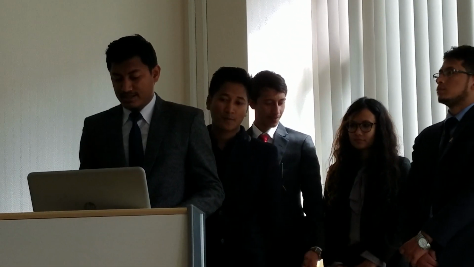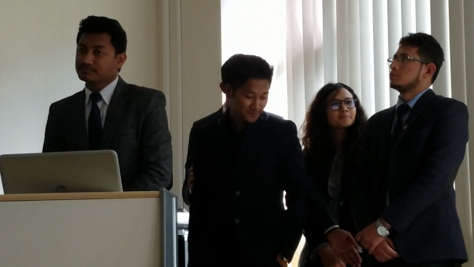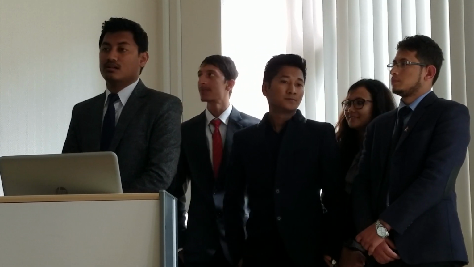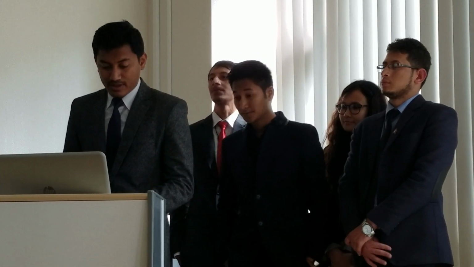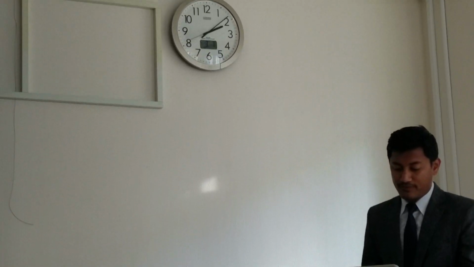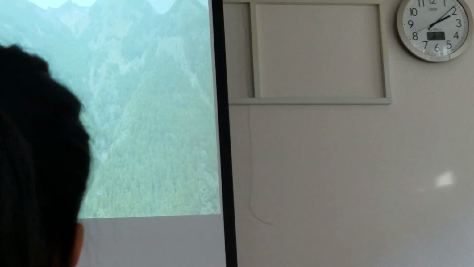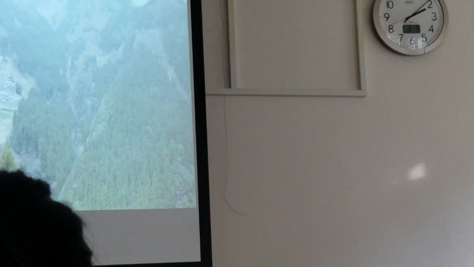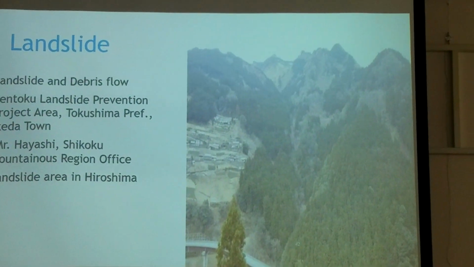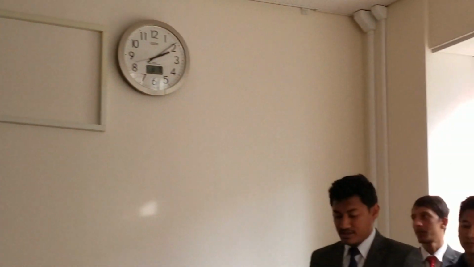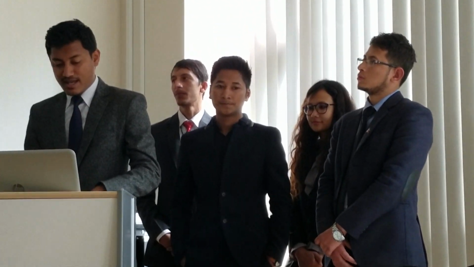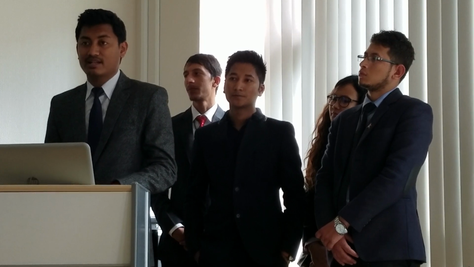Now, the topic is landslide. A landslide is a sliding of land masses, that is either rock masses or soil or a combination of both under the action of gravity. In order to get a near view of the landslide and the disaster mitigation plans and management systems, we had a short trip to the Zentoku landslide prevention project area in Tokushima Prefecture, where Mr. Hayashi had a very good class with us, and we also visited a landslide area in Hiroshima.